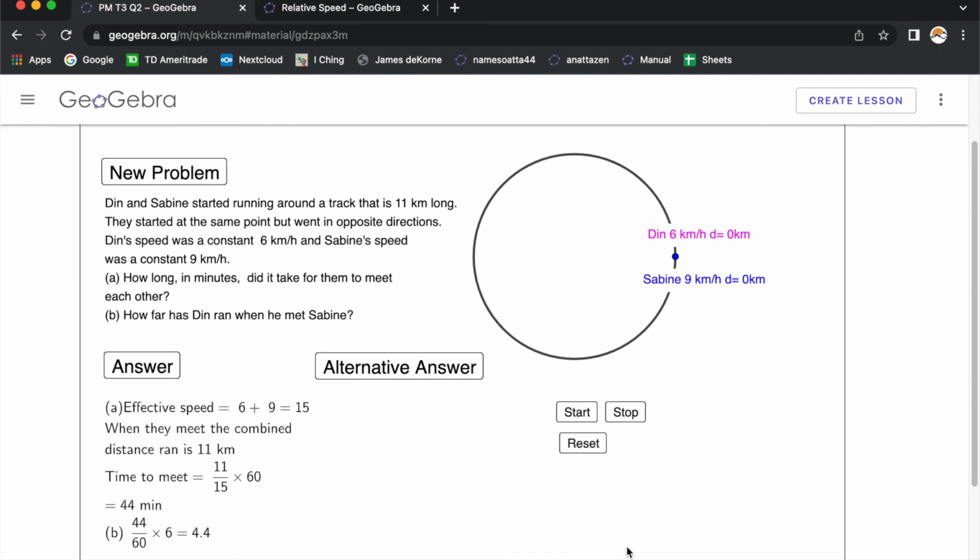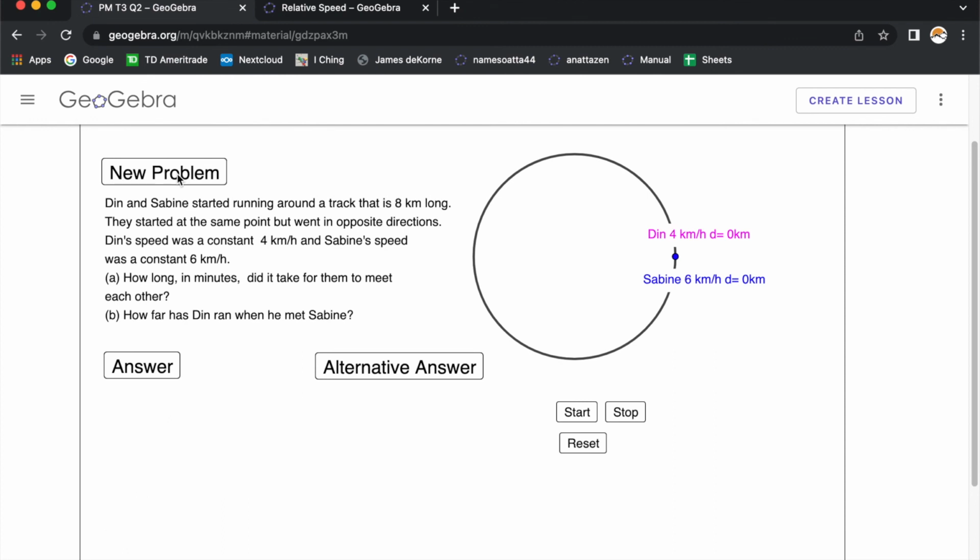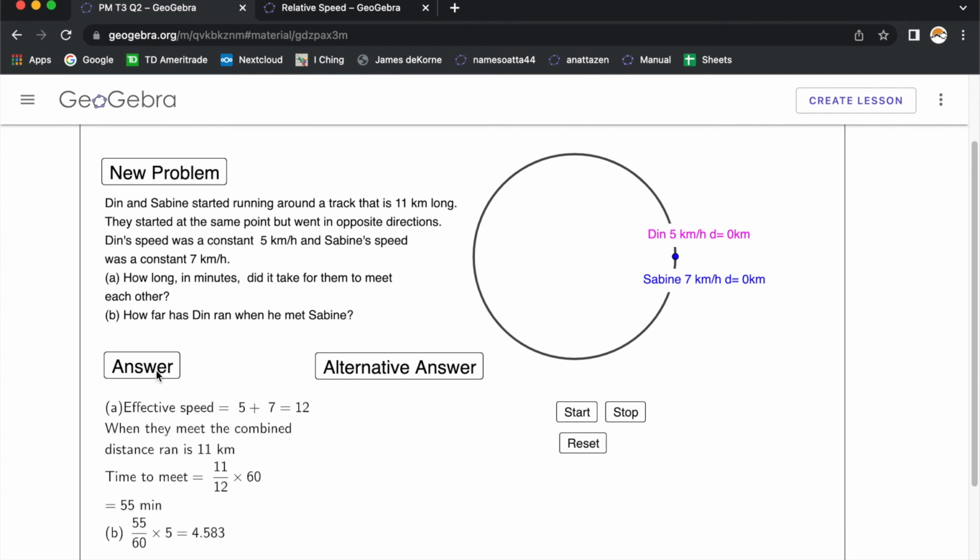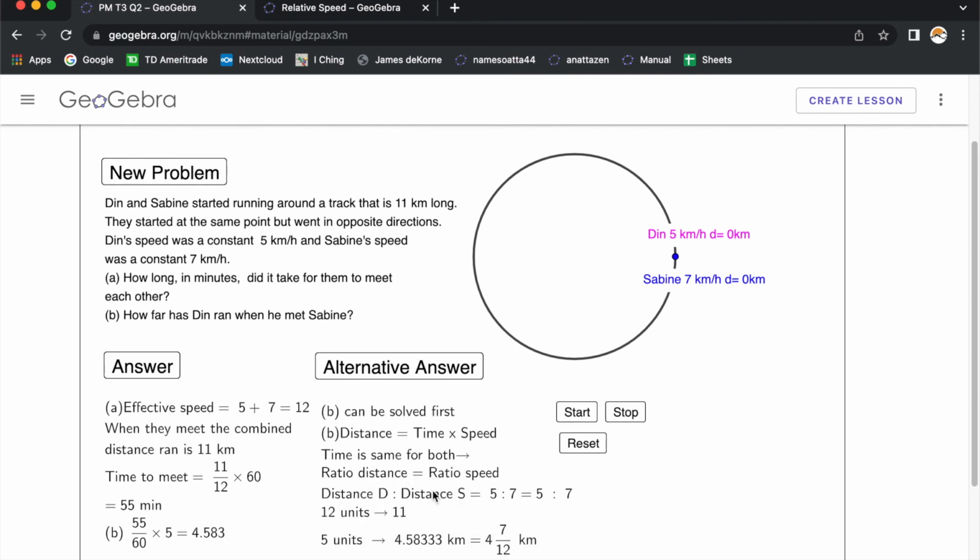So now that you have learned how to solve this problem, it is very important that you follow it up with some practice. Go to the link that is given below, click on the new problem button. You will have a different set of numbers to test yourself. Then you can check. It's really up to you which method you want to use. The first method is making use of the concept of relative speed, whereas the alternative answer is making use of ratio. I hope we have learned something new in this video. Have fun and thank you for listening.